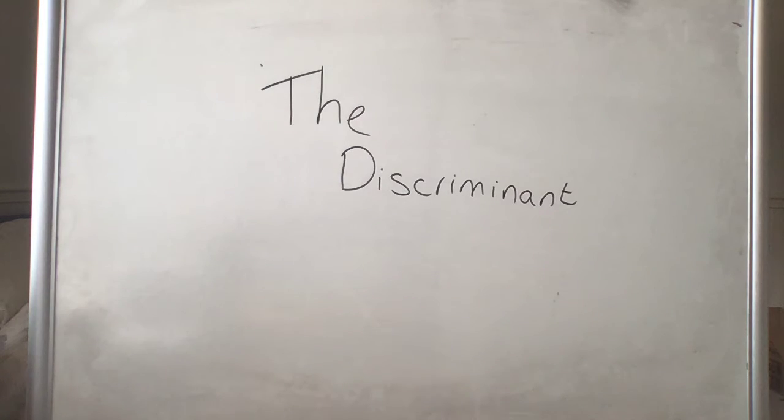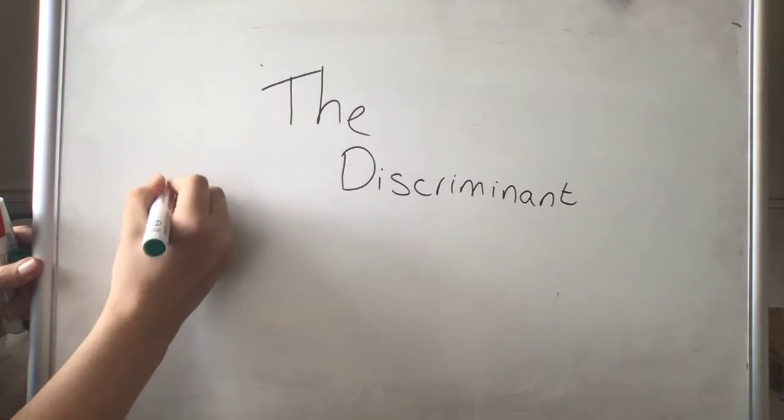Now, by the end of this video, you should be able to understand what is meant by the discriminant and understand how many roots a quadratic function has by looking at the discriminant. Okay? So, the first thing we need to know before we get into this is that if we square any number, we're always going to get a number greater than 0.